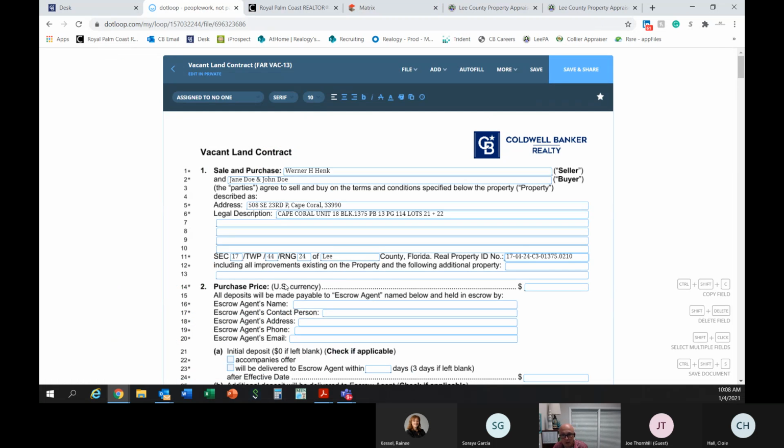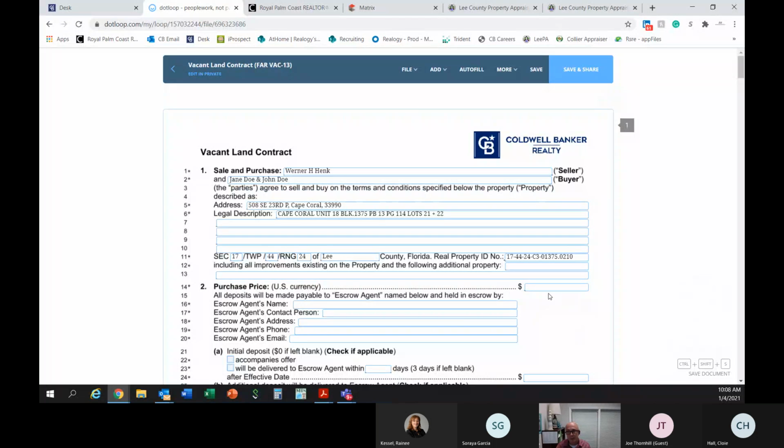Okay, including all improvements existing on the property and following additional property. So if there's anything that's being purchased with the vacant land, you may include that here. This was on a case-by-case basis. I'd say, you know, more than 90% of the time, you're probably not going to include anything there.